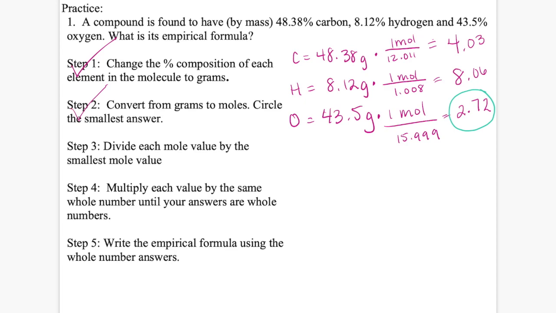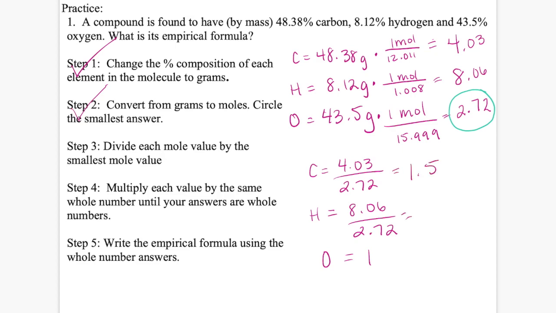For the next step, divide each mole value by the smallest mole value. For carbon, we'll have 4.03 divided by 2.72. For hydrogen, we'll have 8.06 divided by 2.72. And for oxygen, because we're dividing 2.72 by itself, it's just going to be 1. For the others, we'll get 1.5 when rounded and 3 when rounded. So step number 3 is done.